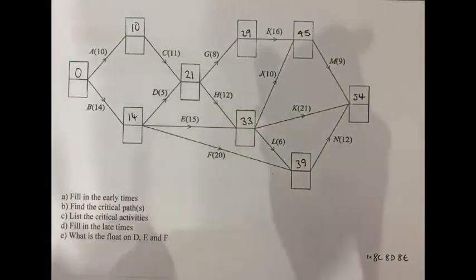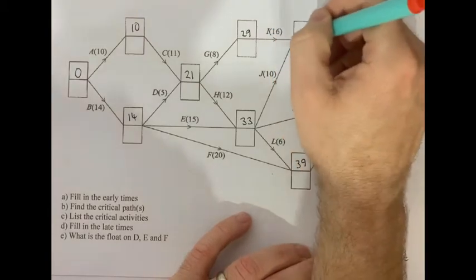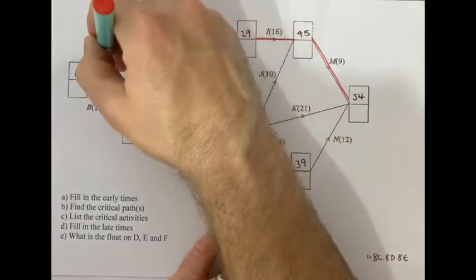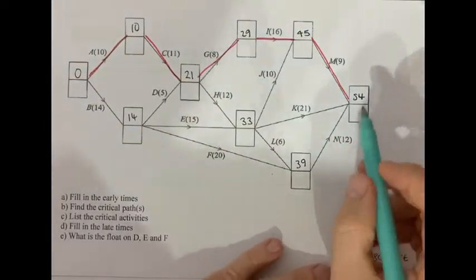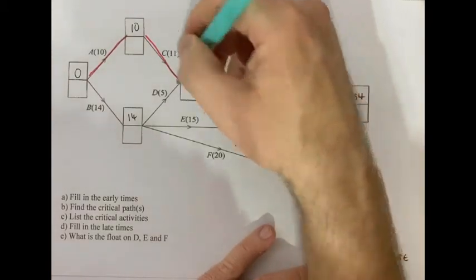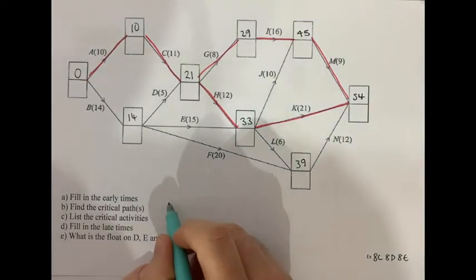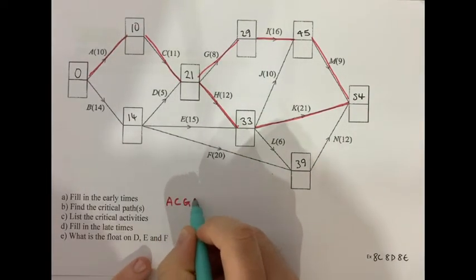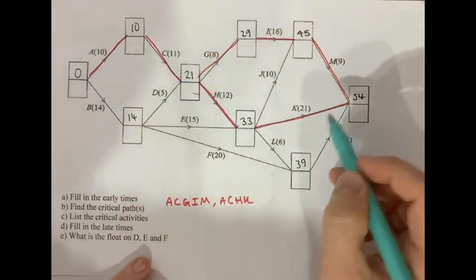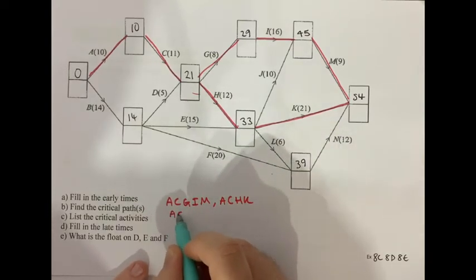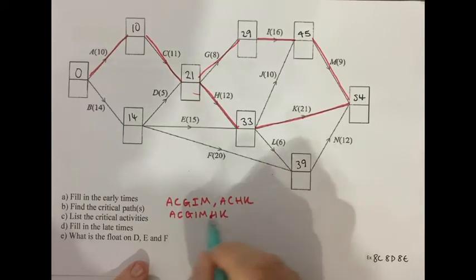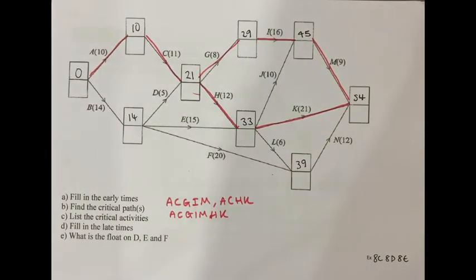So critical path time. 54 take 9 is 45, 45 take 16 is 29, 29 take 8 is 21, 21 take 11 is 10, 10 take 10 is 0. But I also could have done 54 take 21 is 33, 33 take 12 is 21, and then you've got the same critical path. So the critical paths are going to be A, C, G, I, M, or A, C, H, K. So the critical activities are A, C, G, I, M, A, C, H, K, except I haven't done it in alphabetical order, but that doesn't really matter.